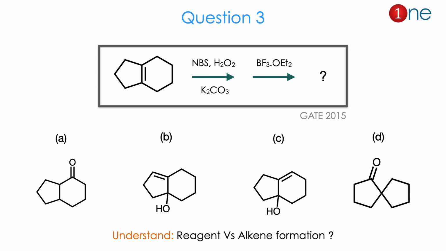The products are ketone formation or alcohol formation, or the double bond in the 5-member ring or 6-member ring, or the spiro kind of product formation. From the reactant to product, you might know the whole reaction is between reagent versus alkene position, the alkene formation. The answer is D. Let us see how.